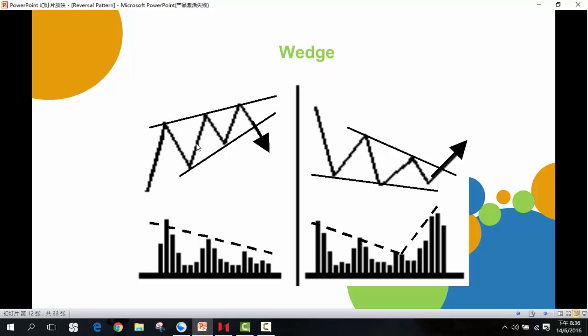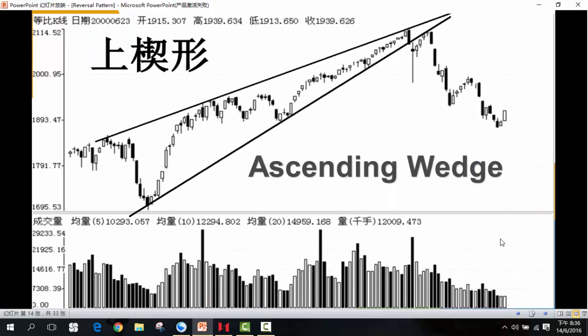Then this is the wedge pattern. Okay, so this is the ascending wedge. If you see the price drop, sell. Okay, this is the descending wedge. So you better see the bottom reversal pattern. This is the top reversal pattern. Okay, then next one, this is the ascending wedge, descending wedge.